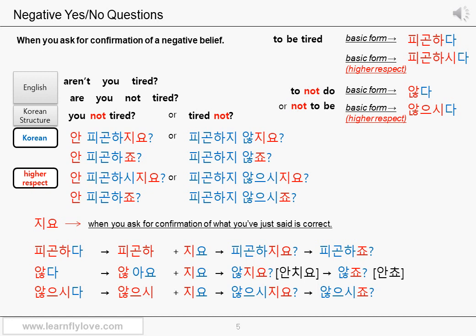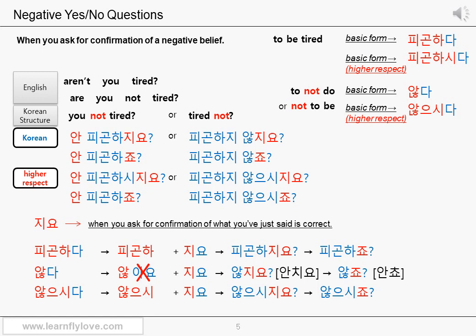Tired not. It was originally 피곤하지 않아요? Let's make it sound like asking for confirmation of a negative belief. Let's swap 아요 with 지요. 피곤하지 않지요. But this 지 sound turns into 치 sound because of the 흐 consonant in the final of the former block. You know why? Yes, we learned about this in lesson 4, part 4. So it actually sounds 피곤하지 않지요, with the 치 sound.